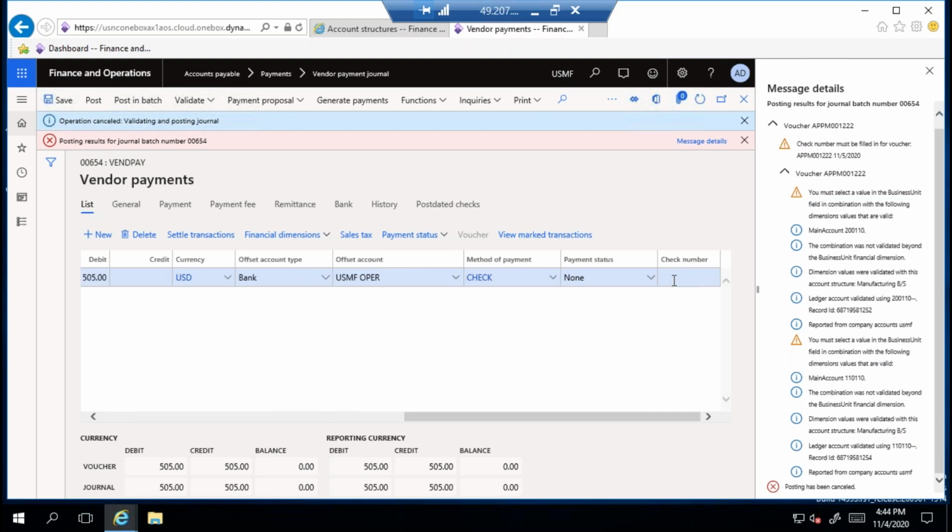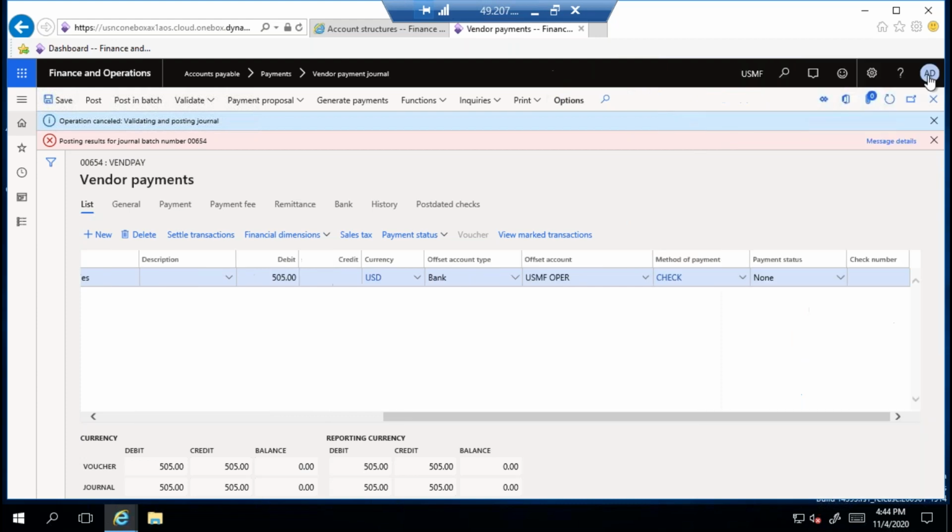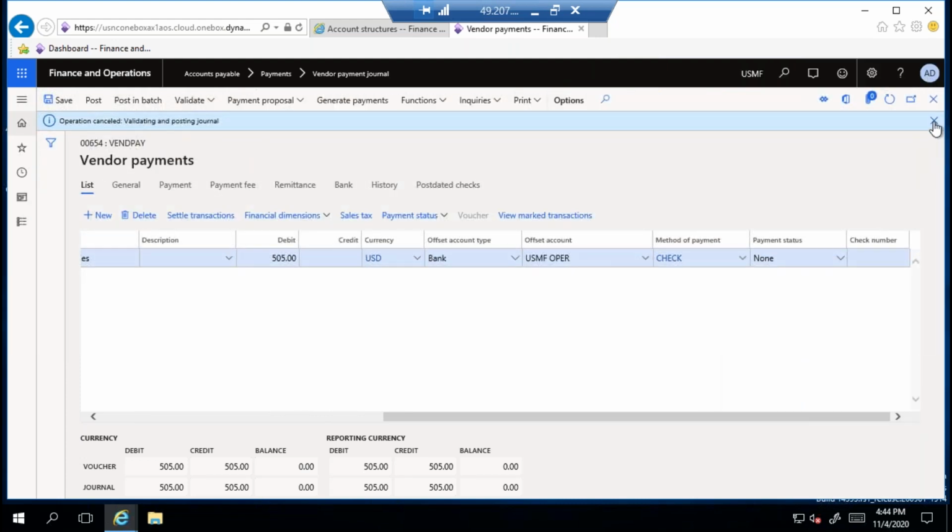Check number must be filled in because you have not entered a check number. That is for the check method of payment. We made check number mandatory, that is not filled, and accounting structure related issues are also coming, and you are not able to post. Understood? What are the errors?